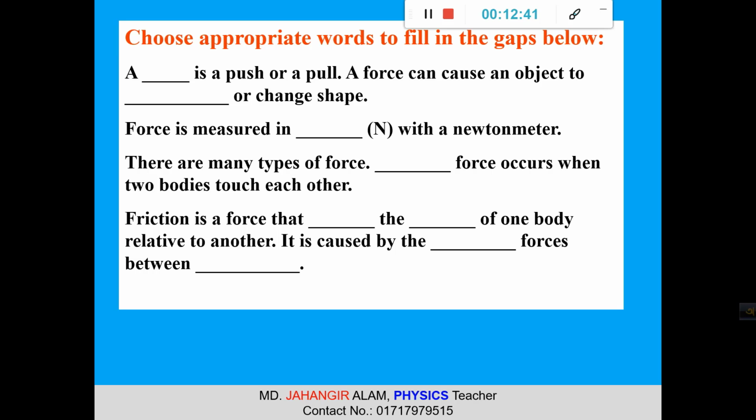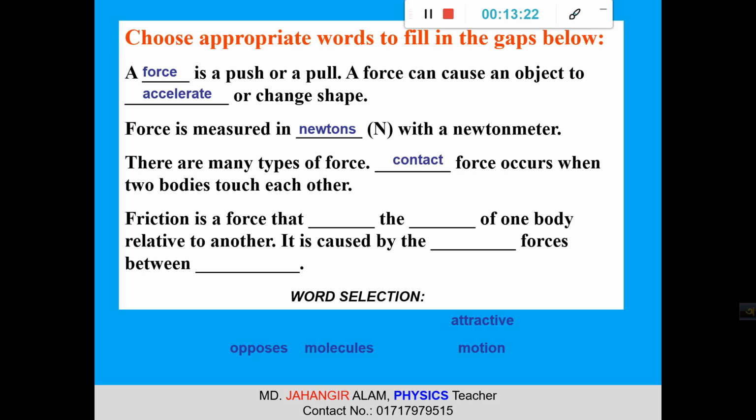Reaction force, a force due to contact between two objects. Choose appropriate words to fill in the gaps below. A force is a push or pull. A force can cause an object to accelerate or change shape. Force is measured in Newton with a Newton meter. So the unit of force is Newton.